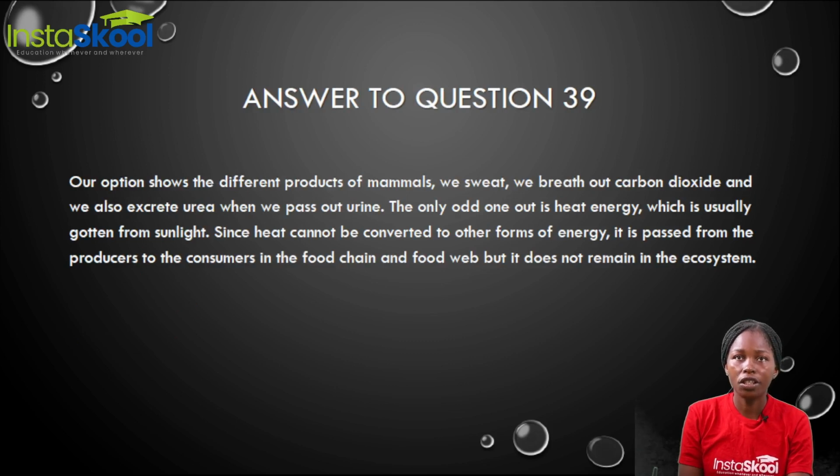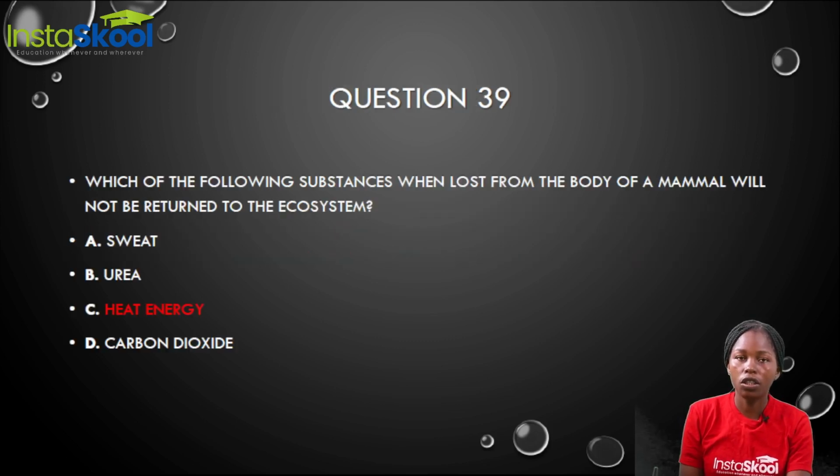Heat energy is usually gotten from sunlight. And since this energy is converted to other forms of energy, it is usually passed from the producers in an ecosystem to the consumers up to the top, that is, in a food chain or in a food web. But this heat energy does not remain in the ecosystem because it is passed from organism to organism. So our answer is heat energy, which is our option C.